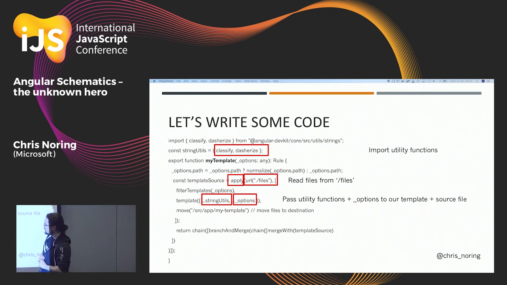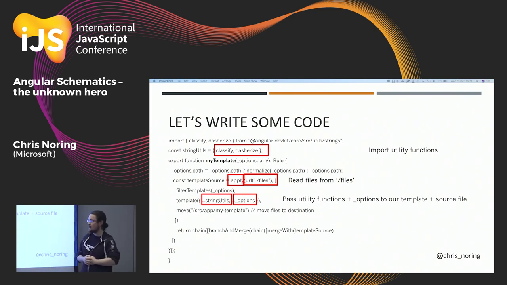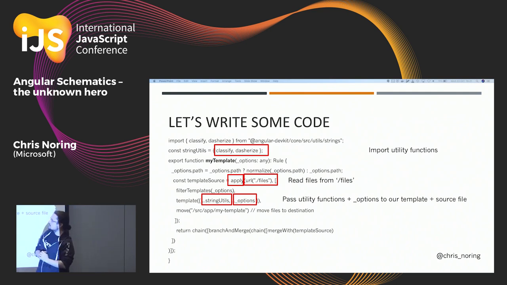Looking at this code from the top, we need to realize that schematics comes with a few utility functions. And I've just taken two. There are literally, I think, 30, 40, 50. There are a lot of utility functions. Those two I've broken out come from util strings, classify and dasherize. Now, classify simply takes a file name and makes the first letter a capital letter, like you typically would with a class name. And dasherize, I told you what that one did. I made sure that I have some kind of dash between, for example, my component or product detail or something like that.